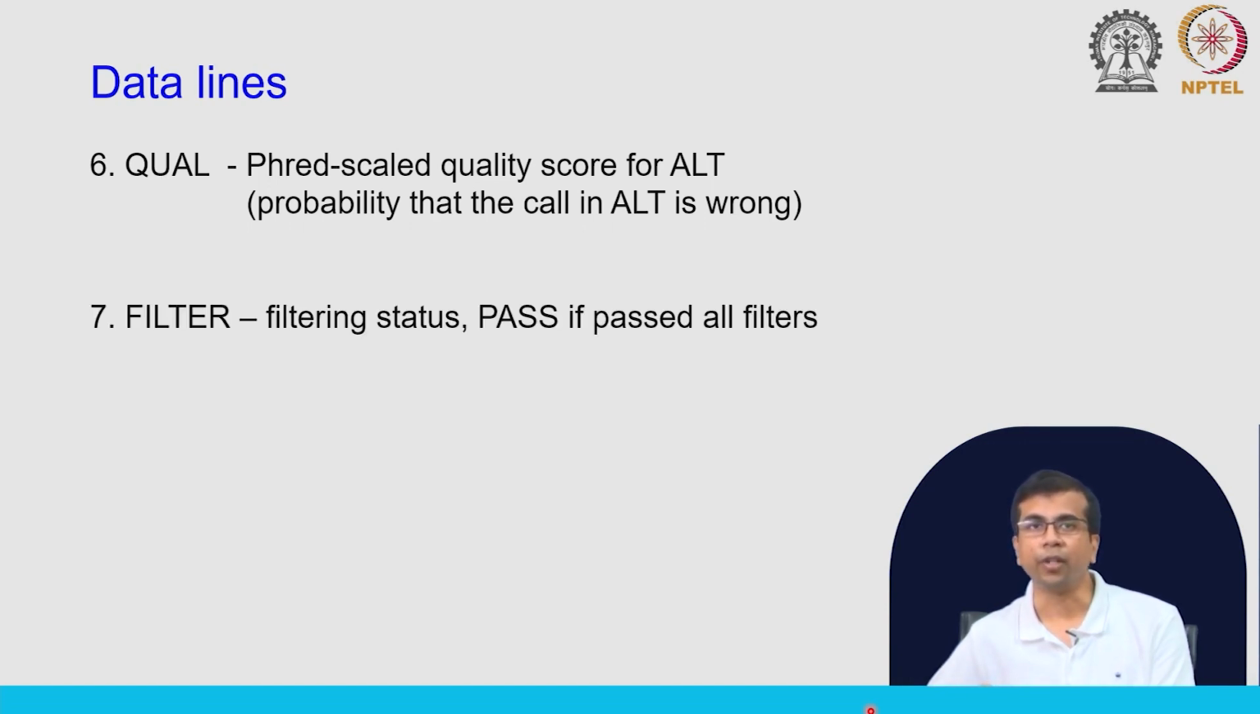Then you have the 7th field, which is the filter, the filtering status, and this will mention PASS if the variant passes all filters. We have talked about the different types of filters that you can set when we are doing the variant calling. So, this field will describe whether the variant passes all filters that have been set, or if there is some filter that the variant does not clear, that will be mentioned. Then you have the INFO fields. We will discuss what these INFO fields mean, and this will also be described in the meta information lines.